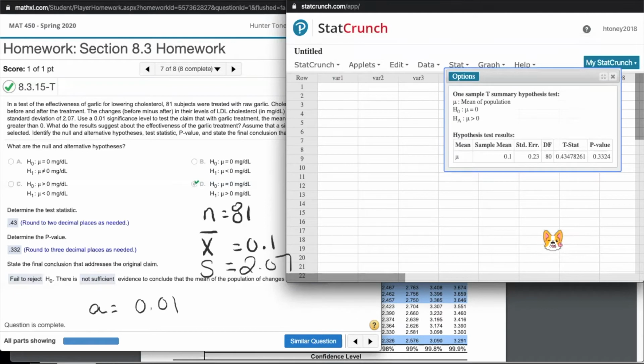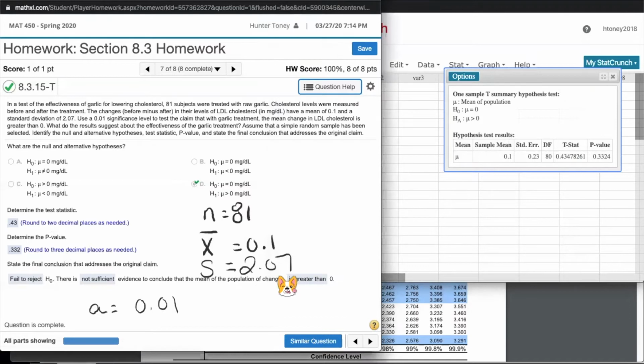And if we hit compute, it'll give us our test statistic here and our p-value here. It's always important to note, make sure you're rounding to the correct number of decimal points. I know sometimes that's something that trips you guys up, so just make sure you're double checking. This one wanted 2, this one wanted 3. So once we've made it that far, we've got everything filled in, we're just left with stating our final conclusion.